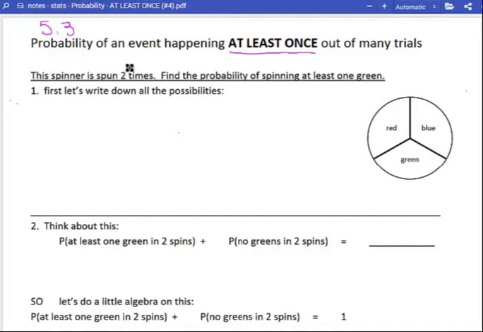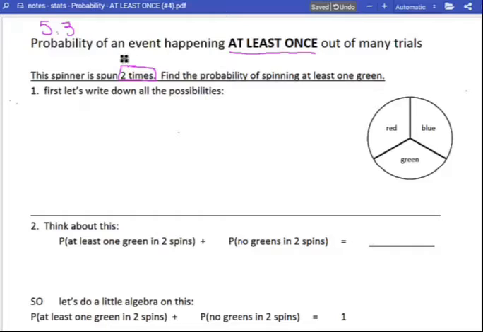So here we go. It says the spinner is spun 2 times. I know I'm going to be doing multiplying because this is 2 events, and so you use the and formula, which is the multiply formula. Okay, it says spinner is spun 2 times. Find the probability of spinning at least 1 green.